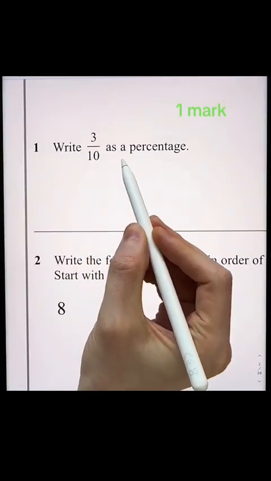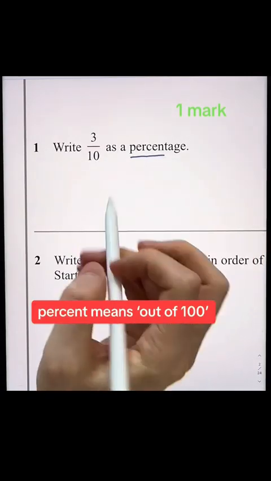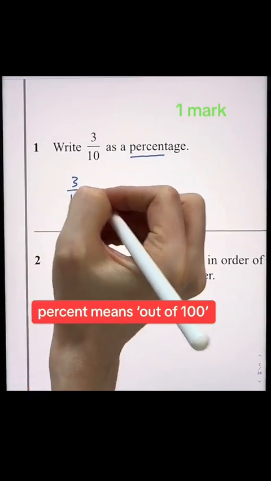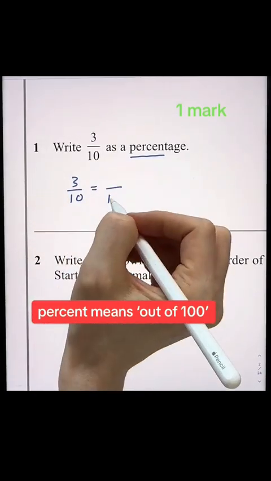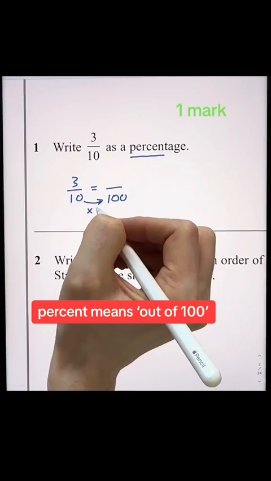Question 1. Write 3 over 10 as a percentage. Well, percent means out of 100. If your fraction is not out of 100, our first step is to look at the denominator. What do I need to do to 10 to get out of 100? Well, I can do 10 multiplied by 10, that gets 100.